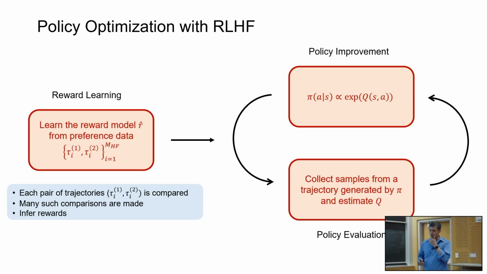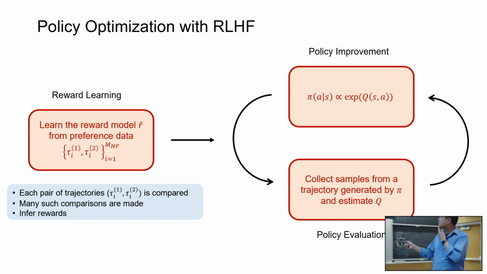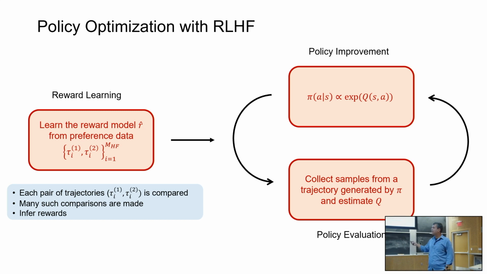Okay, so what do I do in that case? So I do what is called reward learning first. What I'm going to do is use a policy, okay? And I'm going to generate trajectories from, let's say you use two policies for simplicity. You use policy 1, generate a trajectory from that policy. Policy 2, generate a trajectory from that policy. Show it to a human and ask which of those two things you like better. And you do this multiple times.